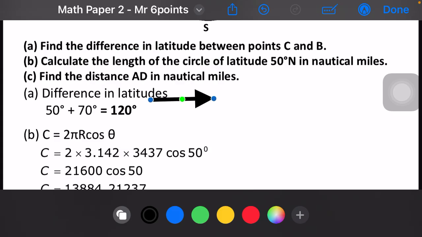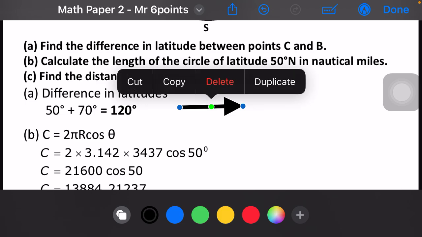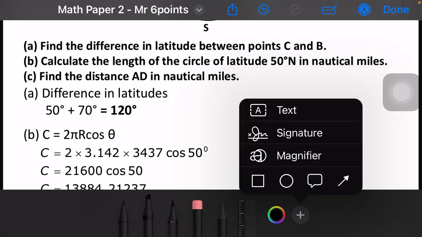This question always comes in the exam, mathematics paper 2. So already you have 1 mark. Before the video ends, you have started getting marks already. So far you have 1 mark. So okay, let's go to question number 2.